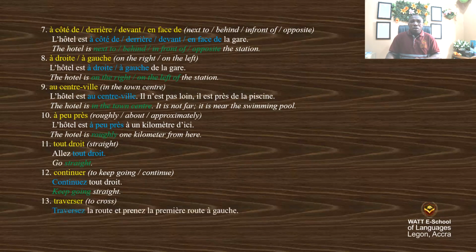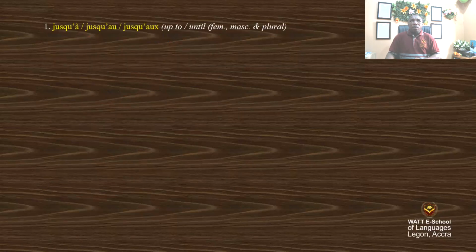Traverser, to cross. Traversez la route et prenez la première route à gauche. Cross the road and take the first road on the left.